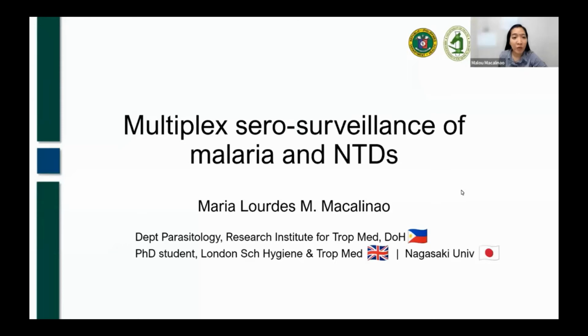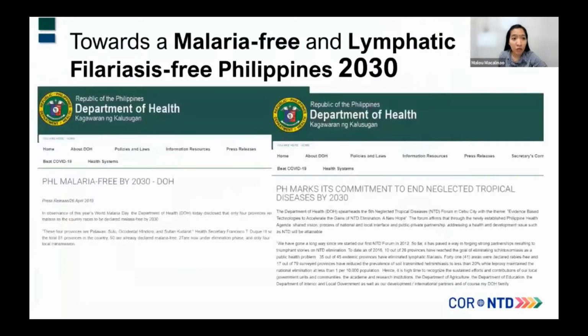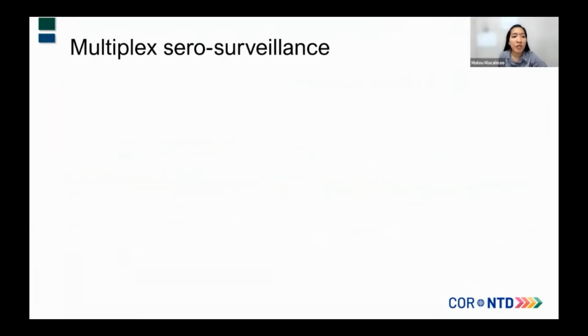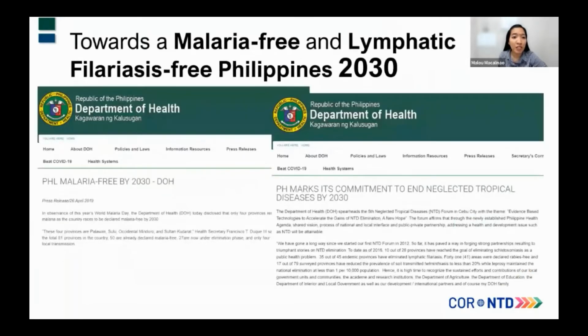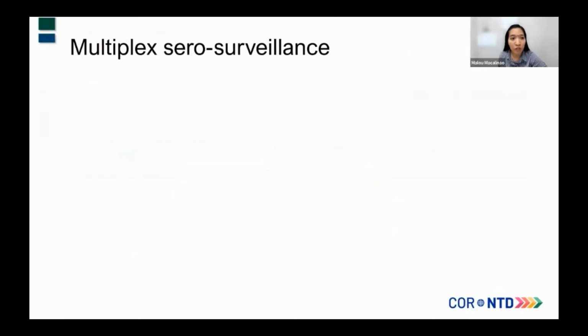Good day, everyone. I'm Maluma Kalinaw from the Research Institute for Tropical Medicine, Philippines, and I'll be talking about the potential application of multiplex serology for integrated disease surveillance. As we all know, countries are committed to achieve the goal of elimination for malaria and NTDs, including lymphatic filariasis by 2030, and that includes the Philippines. So for this, we are trying out different strategies to eliminate these diseases. And today, I'm going to focus on one of these novel approaches, which is multiplex serosurveillance.